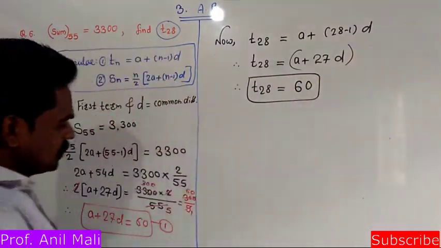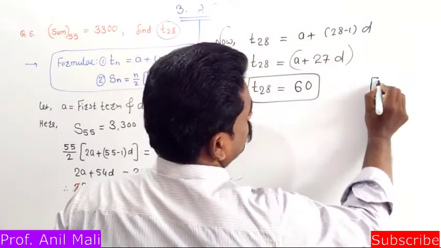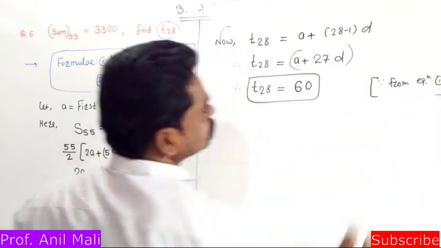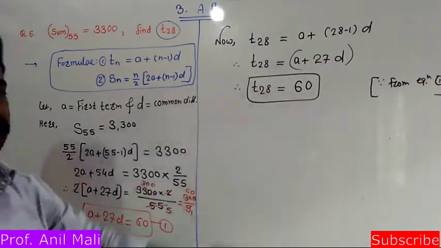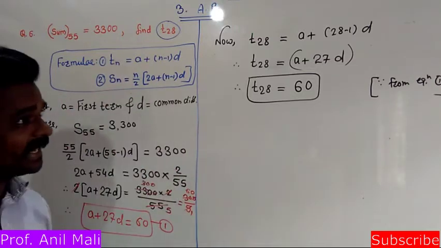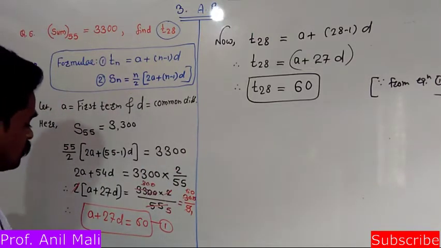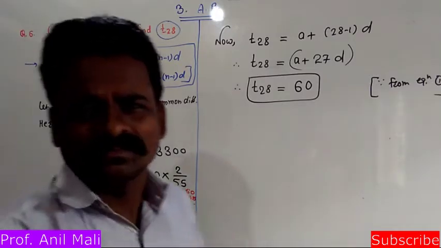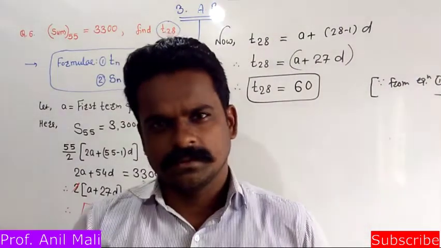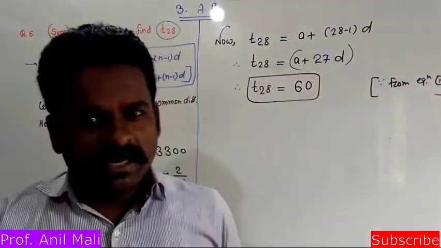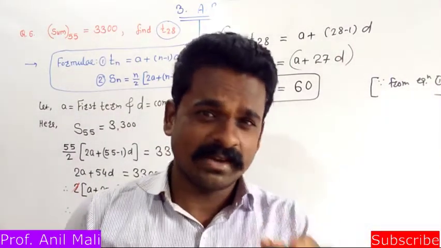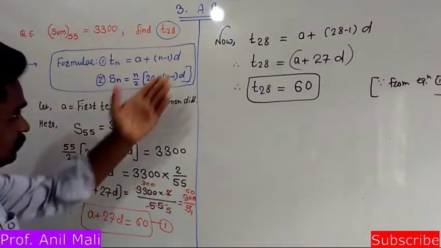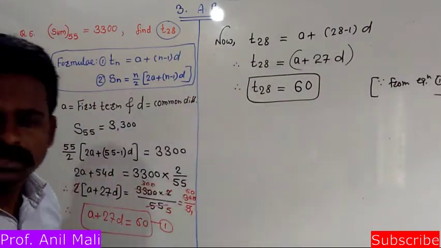Over. Finish. From equation 1, T28 is equal to 60. So we got here the 28th term, the 28th term is equal to 60 only. Clear? What we did here? Nothing. Just used two formulas. That two formulas are, first one is sum of n terms and second one is nth term. Okay, fine, no problem. And we found this answer, T28 is equal to 60.